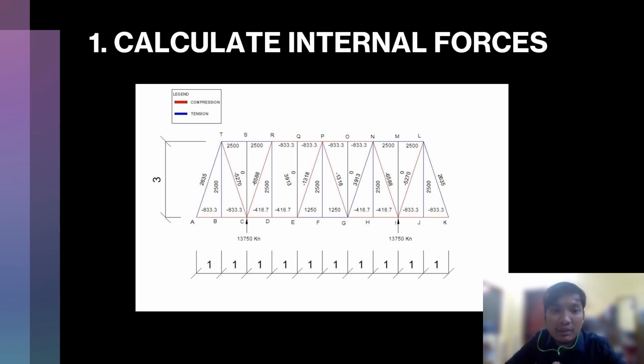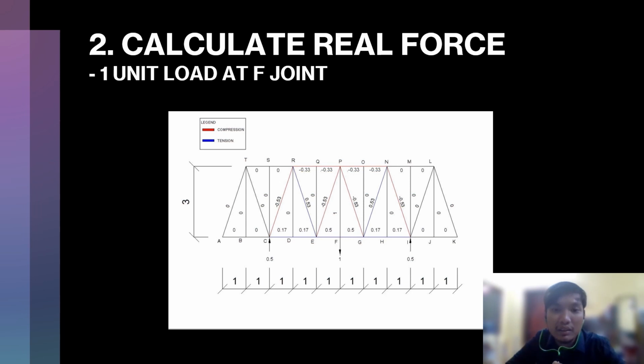And then we must calculate all the internal forces that have been explained by the previous presenter, where the red one is compression and the blue one is tension. And then we calculate the real force. To calculate the real force, we put 1 unit load at joint F, and then we calculate the reactions at both of the supports, and we get 0.5 and 0.5. After that, we calculate all the internal member forces.